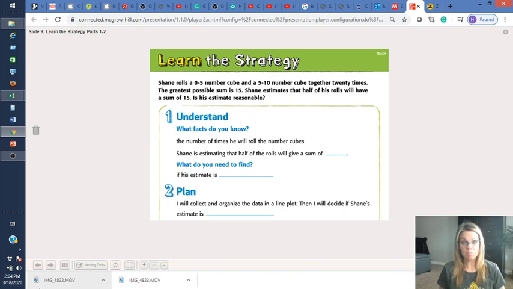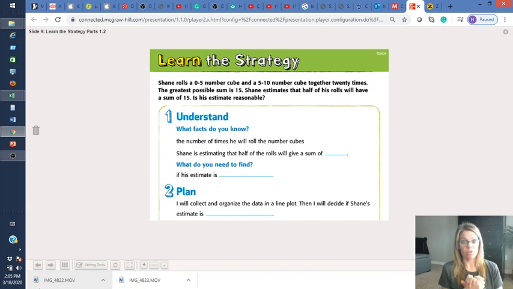So if the biggest possible sum is 15, Shane estimates, like he does this guess, that half of his rolls will have a sum of 15. So if he rolls them 20 times, if he says half of them are going to have a sum of 15, how many is that going to be? What is half of 20 rolls? Yeah, it's going to be 10, right? So if he rolls it together 20 times, he's saying at least 10 of them are going to be 15. So we are going to try and find out if that is a reasonable estimate. So let's look.